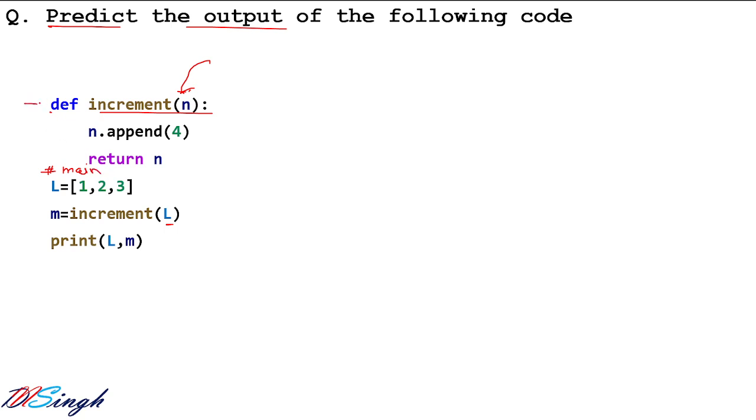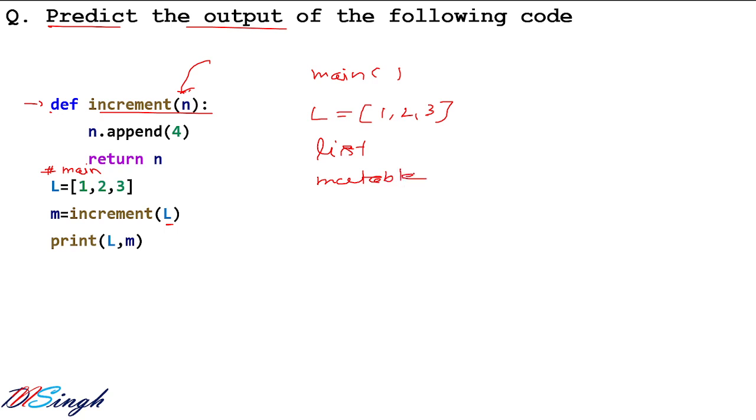Control will come first. Here the compiler will maintain an entry for that particular function. There is a function named increment inside this code, and we immediately move to the main function. In the main function, a variable L will be declared, and L will have what? These values like 1, 2 and 3. So this is a list.